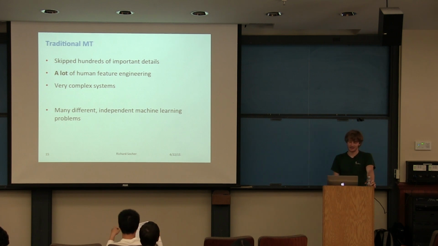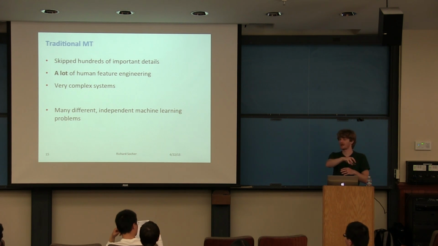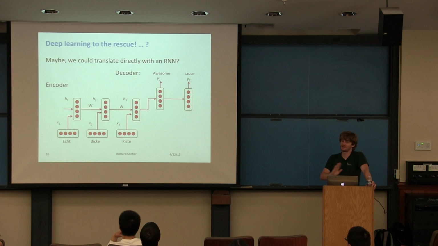And the main problem is that various subsystems of these overall pipelines solve different independent machine learning problems. So you have one optimization problem that solves alignment, another one that solves maybe finding reasonable phrases, another one that extracts features and scores them in a decoder, another one that helps you do reordering, and so on. And they're optimizing their own objective functions and not necessarily the final objective function that you care about. And so maybe the question here is deep learning to the rescue, but it's actually not as obvious yet.